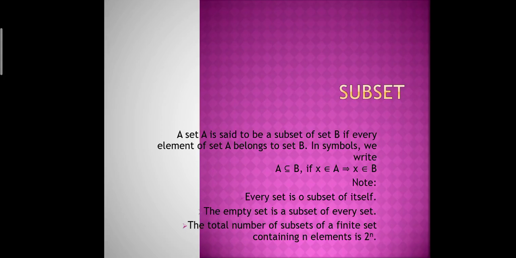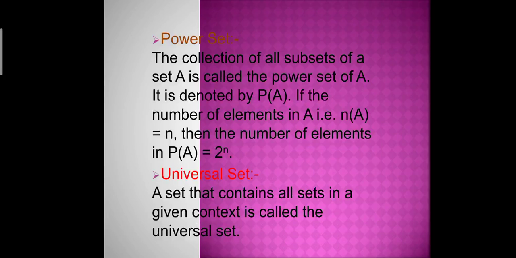Subset. A set A is said to be a subset of B if every element of A belongs to set B. Every set is a subset of itself. The empty set is a subset of every set. The total number of subsets of a finite set containing n elements is 2 raised to the power n.